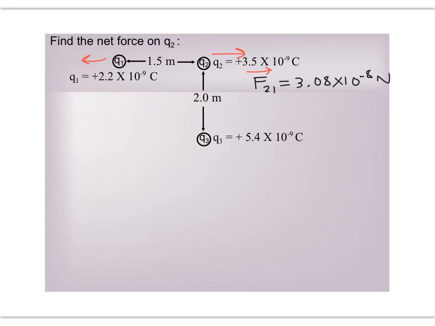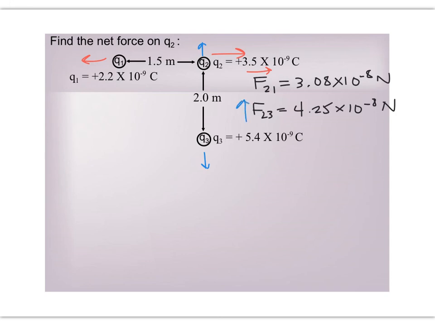And then the other one was F23, and F23 was 4.25 times 10 to the negative 8 newtons, because it's the same charges and they're the same distance away. These two are also repelling each other, so the forces are going to be up and down. They're both positive, so Q2 is going to be pushed up and Q3 is going to be pushed down. So the force on 2 due to 3 is up.